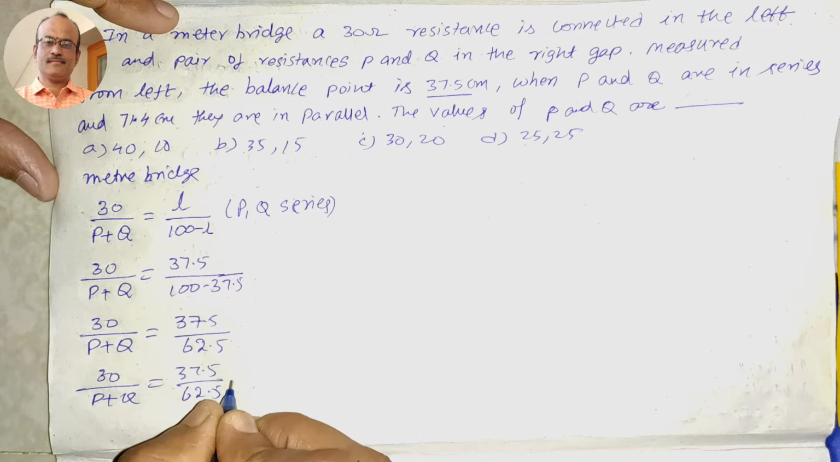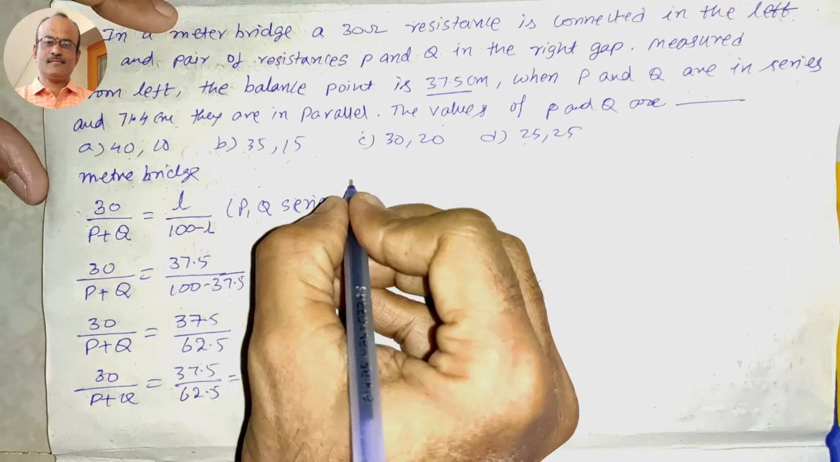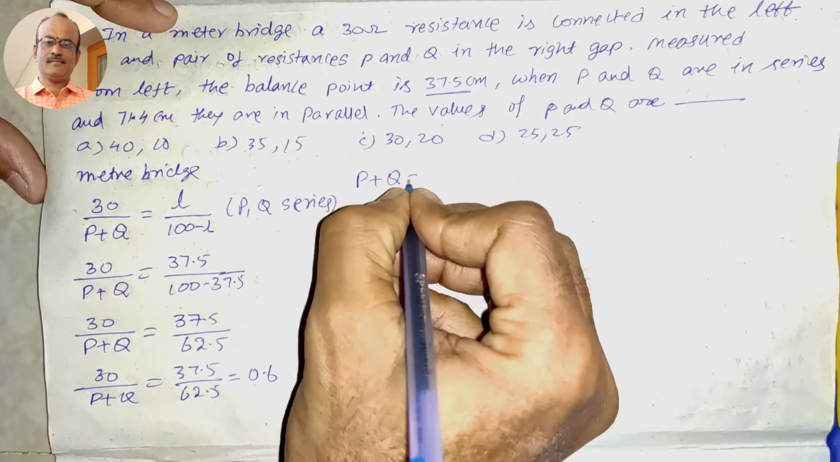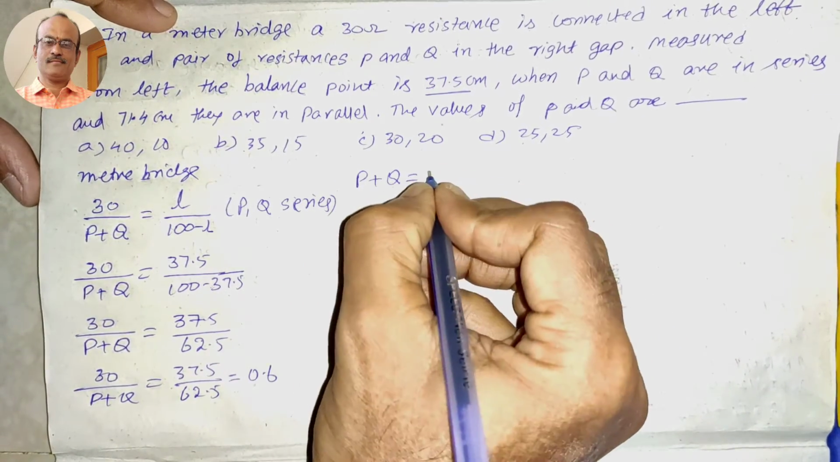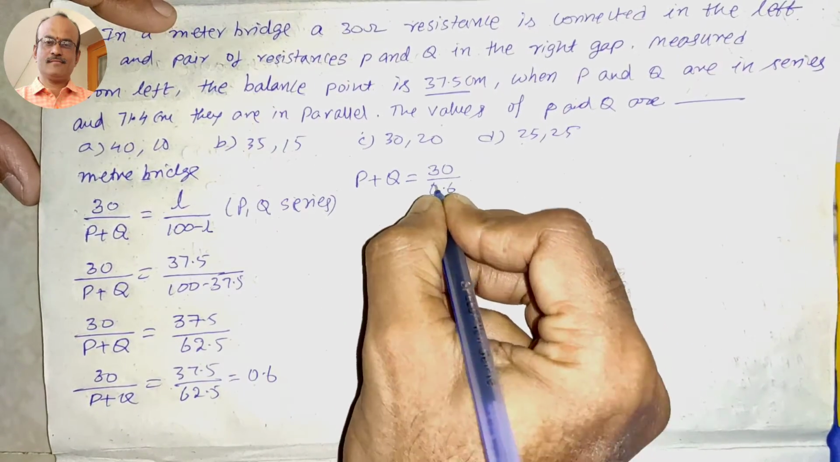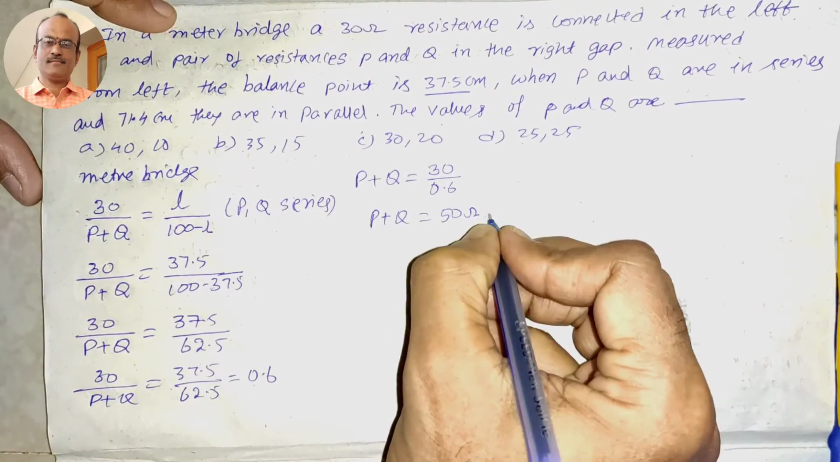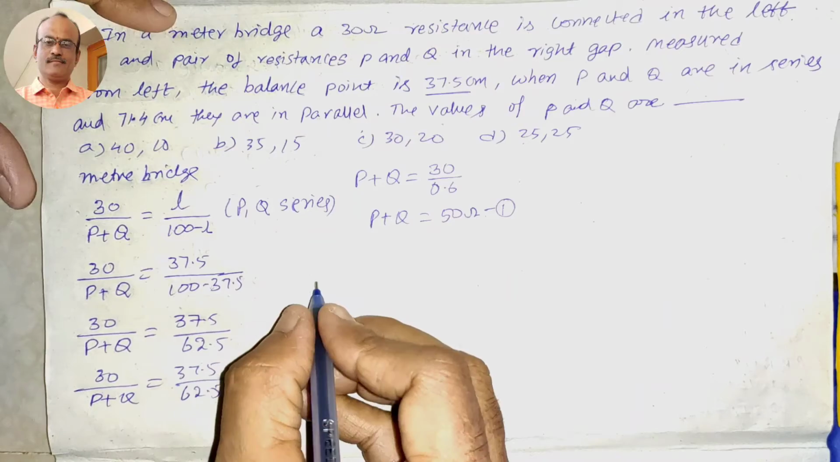This value is nothing but 0.6. Now here P plus Q is equal to 30 divided by 0.6. Here P plus Q is equal to 50 ohms. This is the equation number 1.